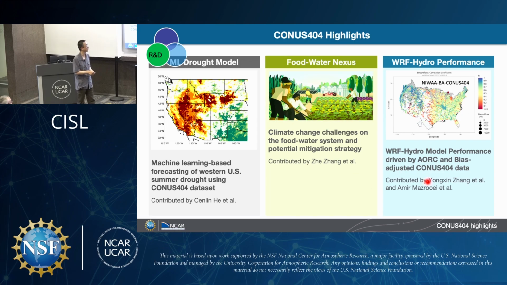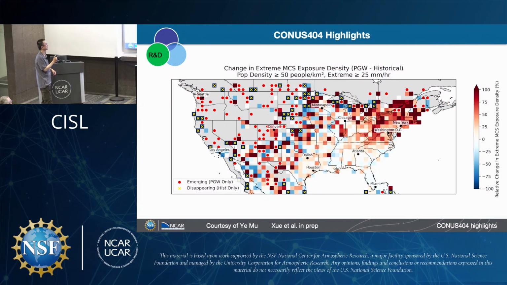And of course, this whole data set produces all the forcings that are needed by hydrological models. We can now do a full CONUS assessment of these hydrological responses and can also play different experiments using this data set. So one highlight I would like to mention is using the PGW. We also finished the PGW round, which means the future round. This is one analysis done by Yemu from University of California, Santa Barbara. What we saw here is a change in extreme MCS exposure density. It's a little bit too complicated, but just thinking about every square where we have population density greater than 50 people per square kilometer experiencing precipitation heavier than 25 millimeters per hour, in the future relative to now, what happened?